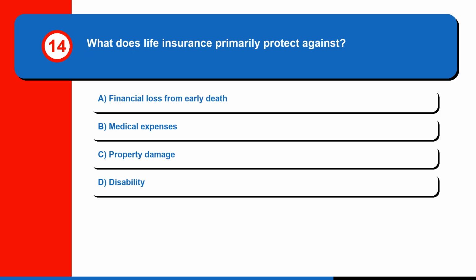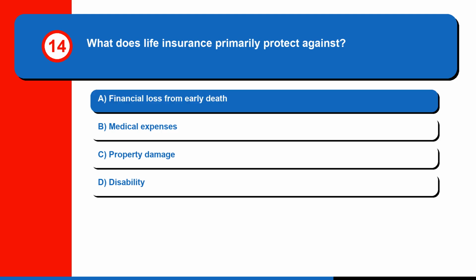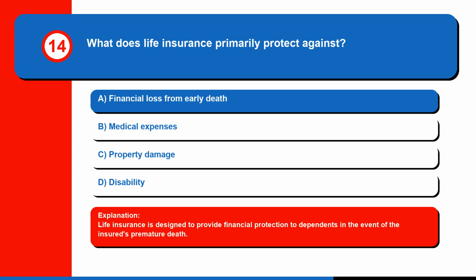Question 14. What does life insurance primarily protect against? A. Financial loss from early death. B. Medical expenses. C. Property damage. Or D. Disability. The correct answer is A. Financial loss from early death. Life insurance is designed to provide financial protection to dependents in the event of the insured's premature death.